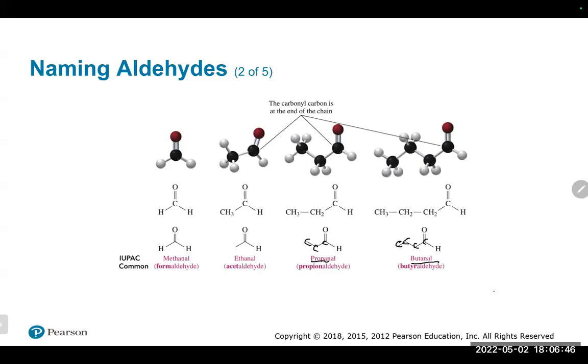So here are our first 4: methanol, ethanol, propanol, and butanol. And again, these are the line structures where our carbons come in.